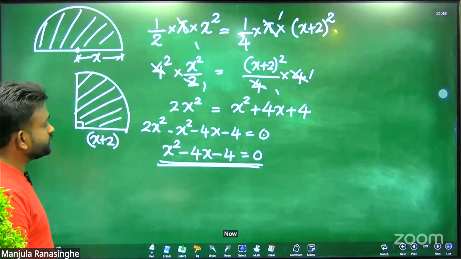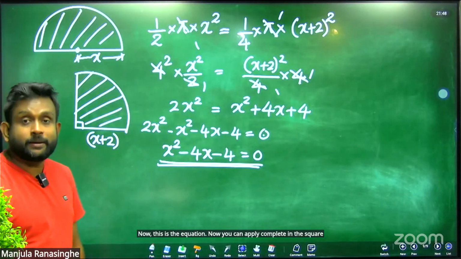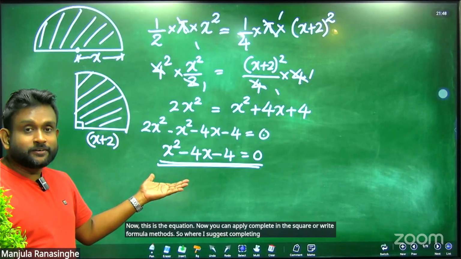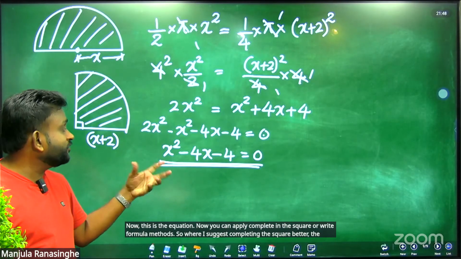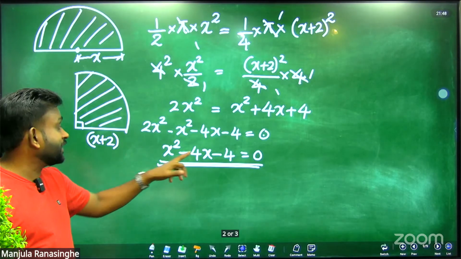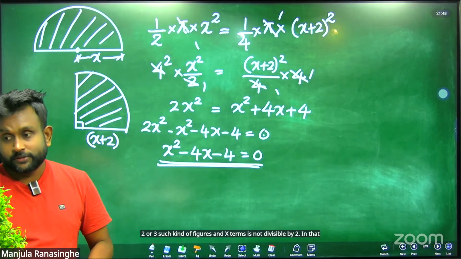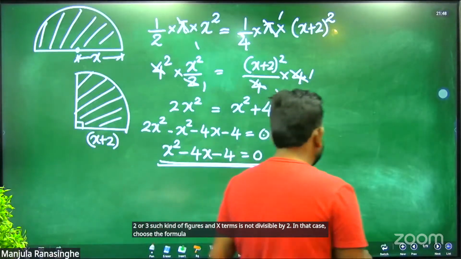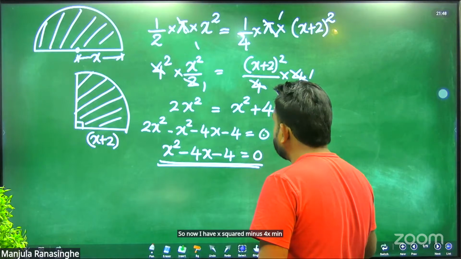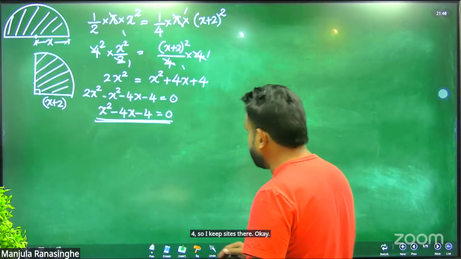Now this is the equation. You can apply completing the square or the formula method. Here I suggest completing the square is better. Completing the square is a bit difficult when the x squared term is 2, 3 or such figures and the x term is not divisible by 2. In that case choose the formula. So now I have x squared minus 4x minus 4, and I will solve that one.